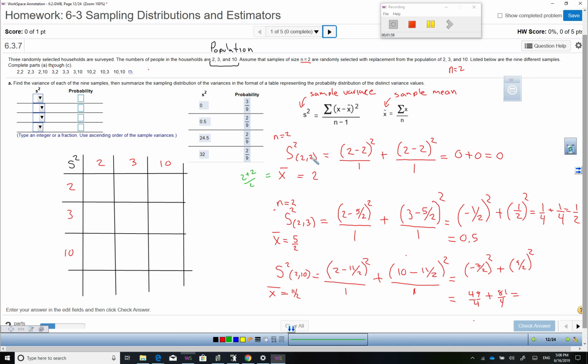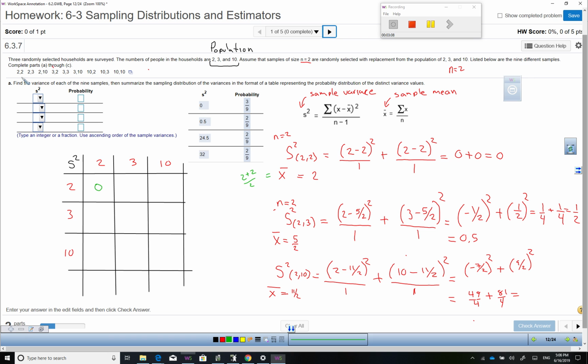The other value is also a 2. So it's 2 minus the sample mean, which is this number, over 1. 2 minus 2 is 0. So we have 0, plus 0, that will be 0. So the sample variance for 2, 2 is 0.